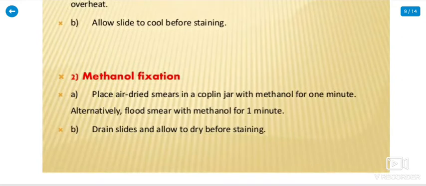Okay, the methanol fixation: place air-dried smears in a coupling jar with methanol for 1 minute. Alternatively, flood the smear with methanol for 1 minute.